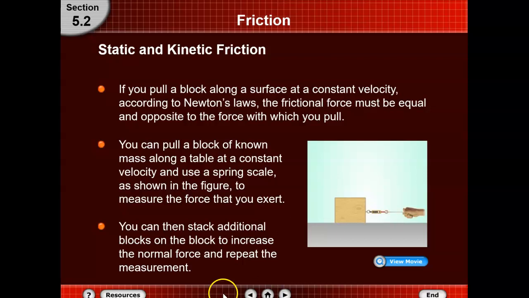Okay, and again, you can stack additional blocks on the blocks to increase the normal force and repeat the experiment, and you should hopefully think about that. If you think that you're going to have to exert more force, you're right.